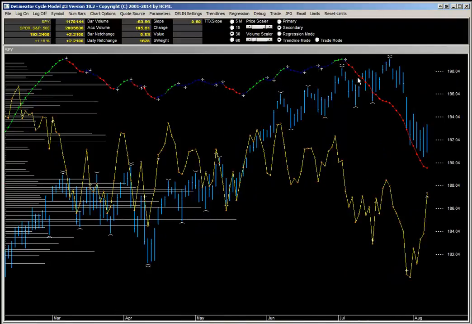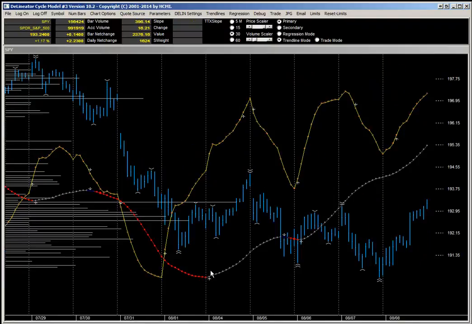We can see here that the secondary has been red. It's been in a down cycle for 26 days. And our primary, whenever it turns up, it's turned gray, which tells us that the direction is not confirmed by the direction of the secondary. Hence, this is a counter-trend cycle.